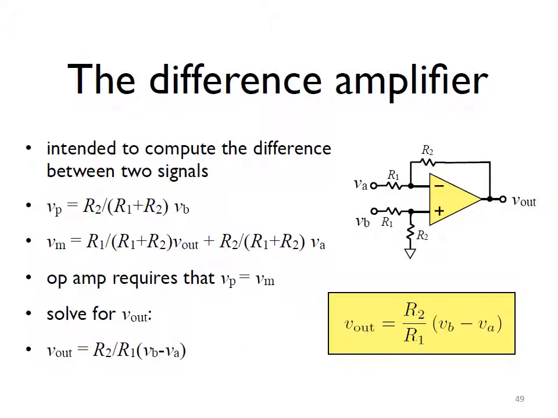The difference amplifier computes the difference between two signals, and this is often used in biomedical engineering because it's a great way to actively remove noise from a signal. Our equation for gain is slightly different: V out equals R2 over R1 times VB minus VA. This is saying that R1 is equal on both inputs and R2 is equal on both, and that creates the difference between the two.